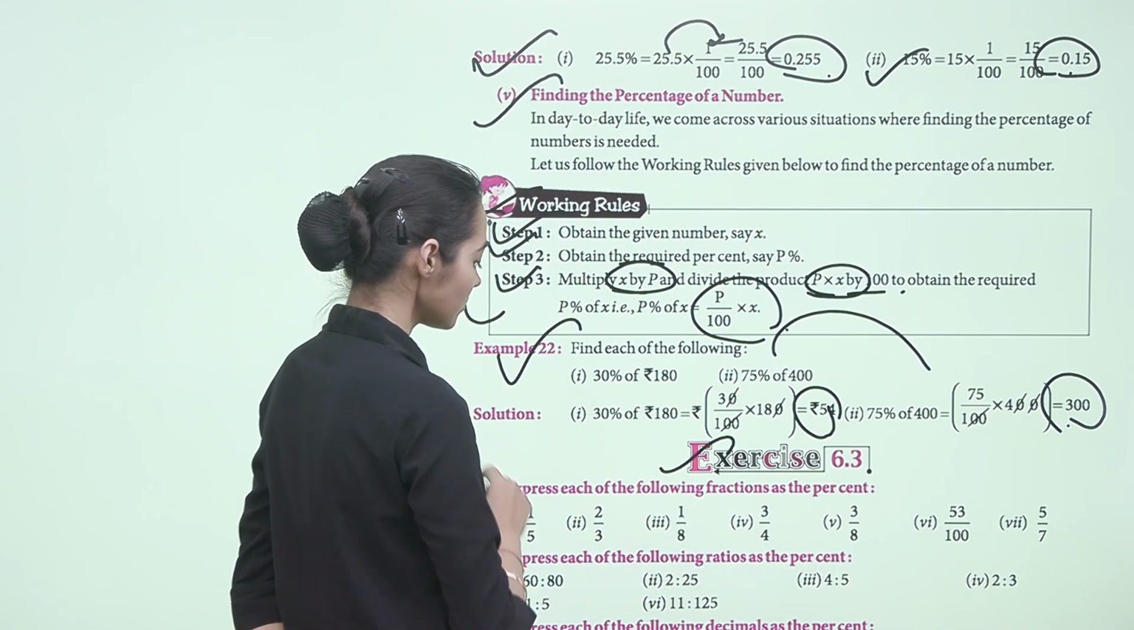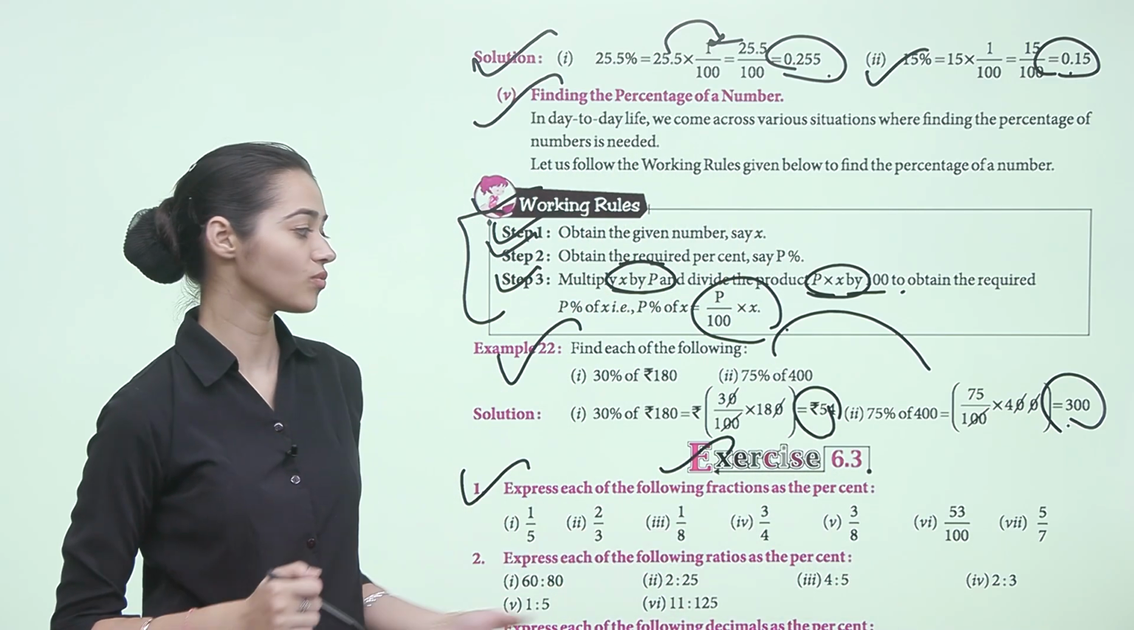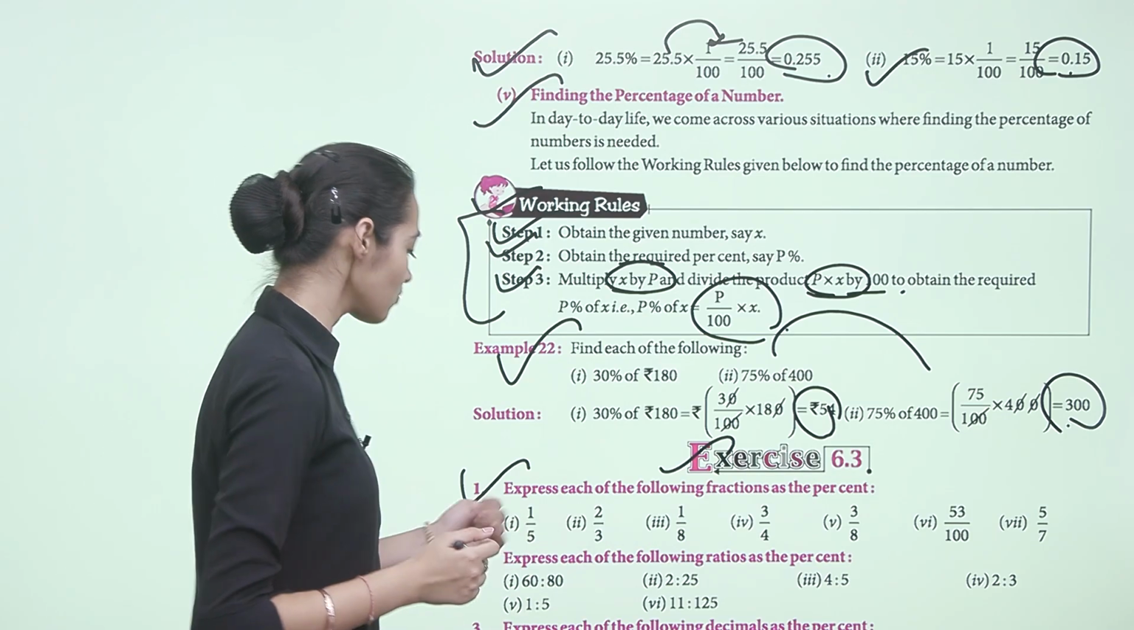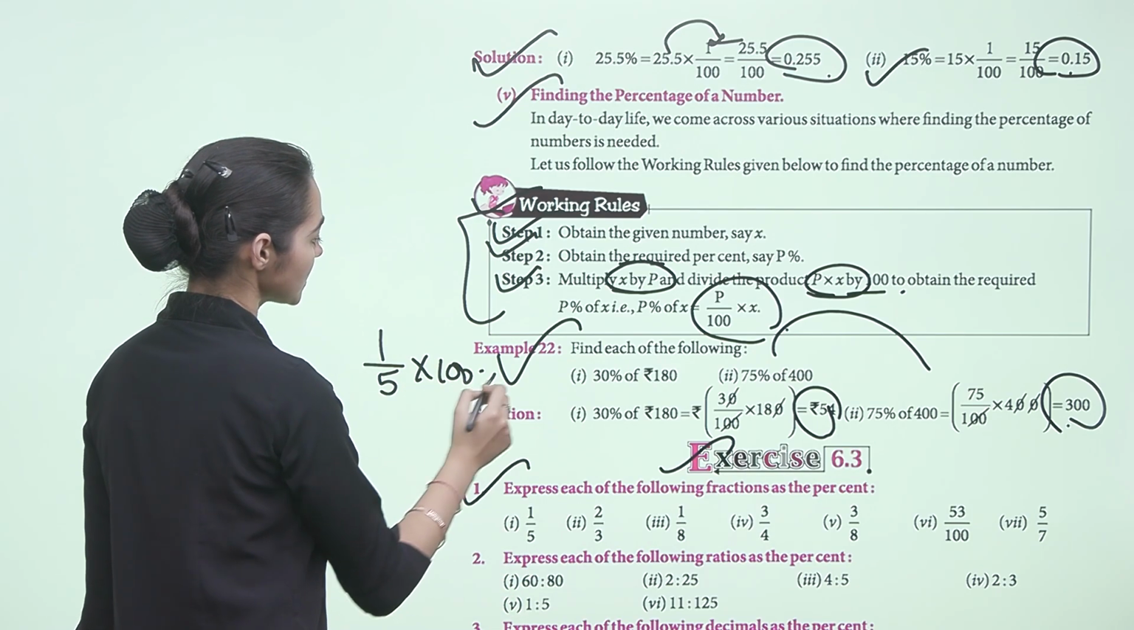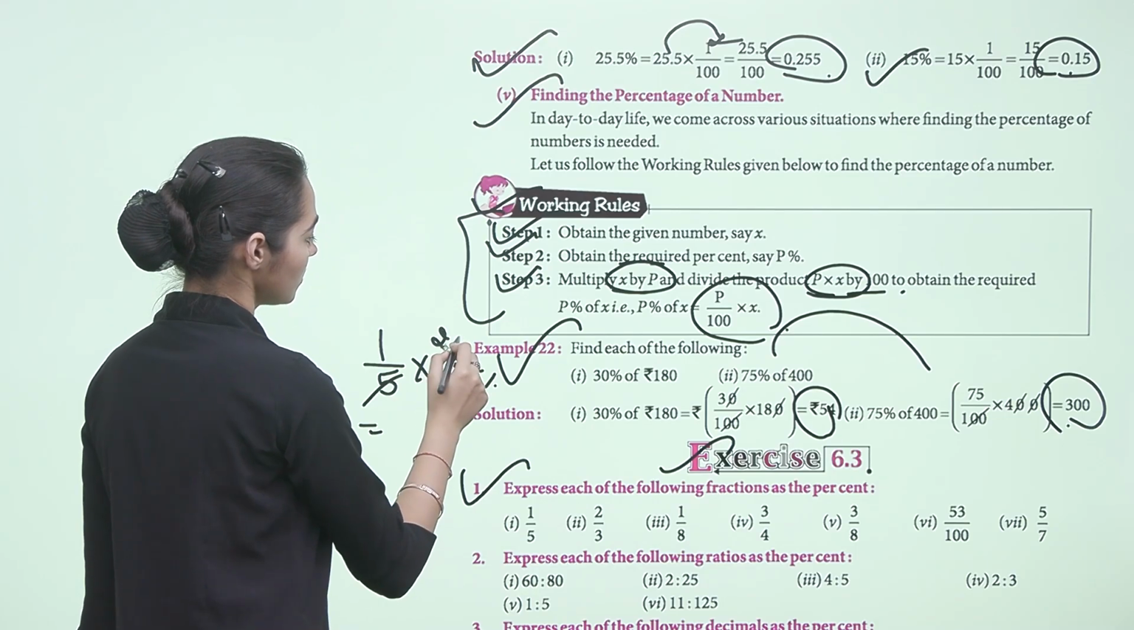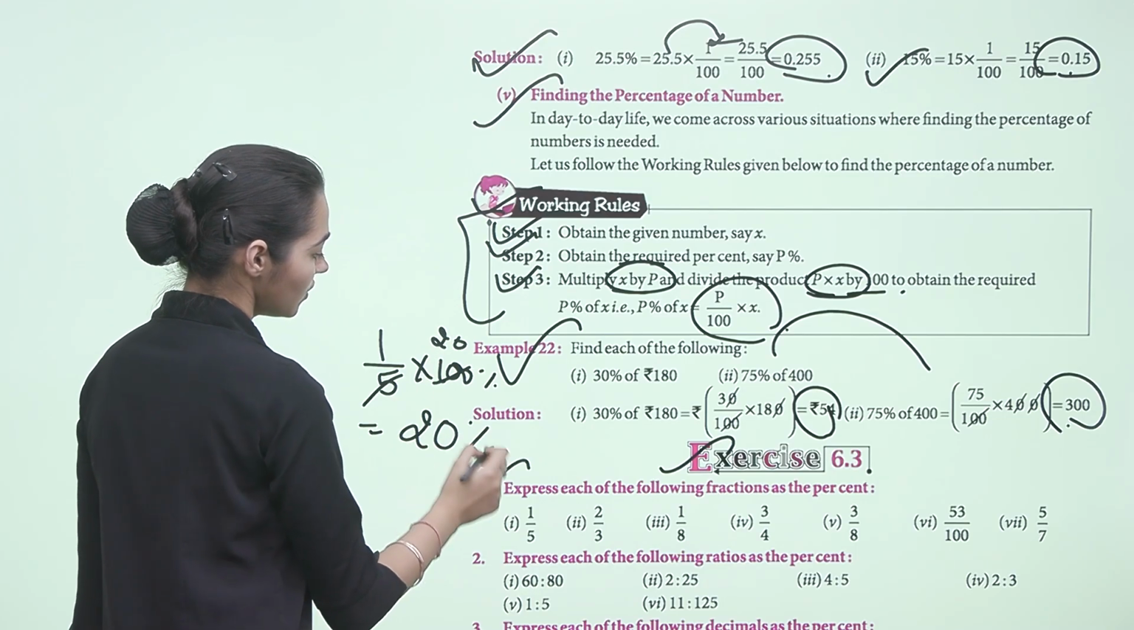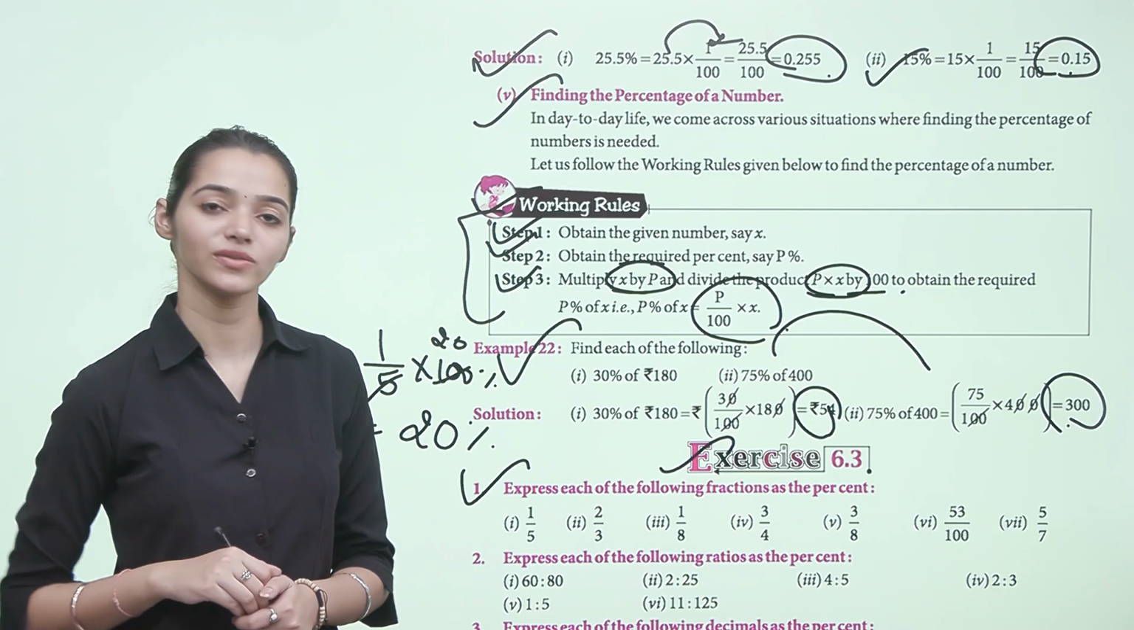Now let's start with exercise 6.3. In the first one, we have to express each of the following fractions as a percentage. So 1 by 5 into 100%, that is equal to 20%. That's how you can solve the remaining ones.